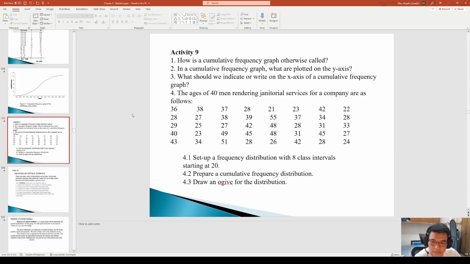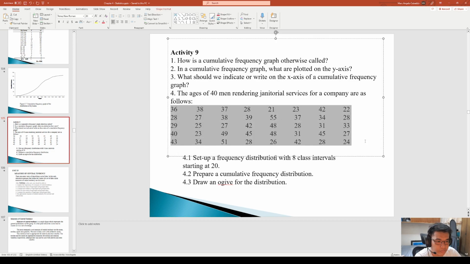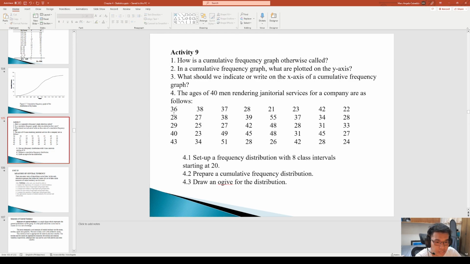Okay, and then this is the last activity. You need to create a cumulative frequency polygon or graph of the following data. Okay, so remember, this data is raw data, so you need to create first the frequency distribution table, and then next is the cumulative frequency graph. Okay, so that would be the end of our chapter 3, or your graphical representation of frequency distribution tables.